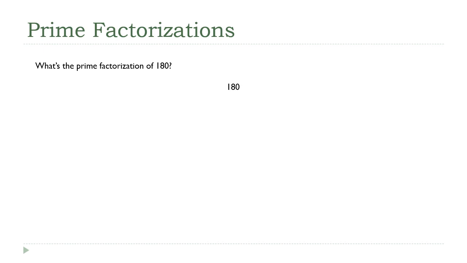So starting at the bottom, does 2 go into 180? Well, yes. That's 2 times 90. Now, that 2 on the left side, that's a prime number, right? As soon as we get to a prime number, we stop. I'm done with that branch. I'm going to focus on the other one.